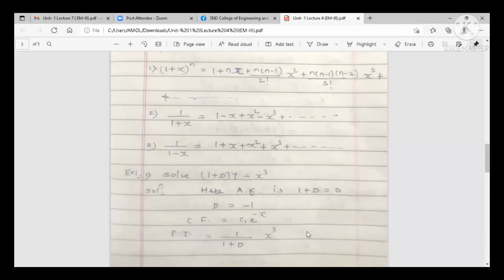Now the PI, the formula is 1 upon phi of D into f of x. 1 upon phi of D is here 1 plus D, into f of x, which is here x cube.